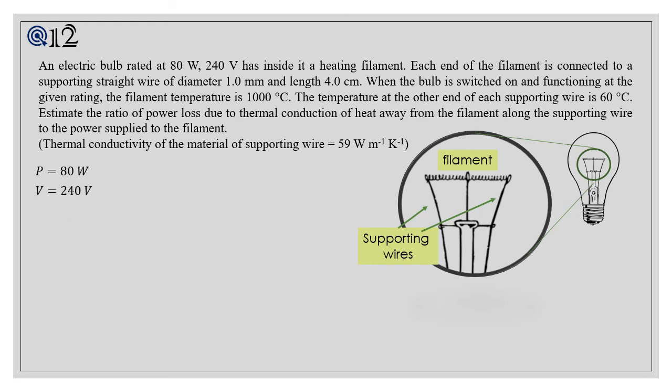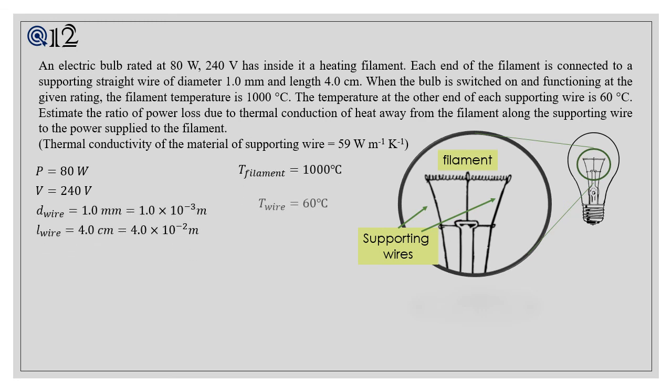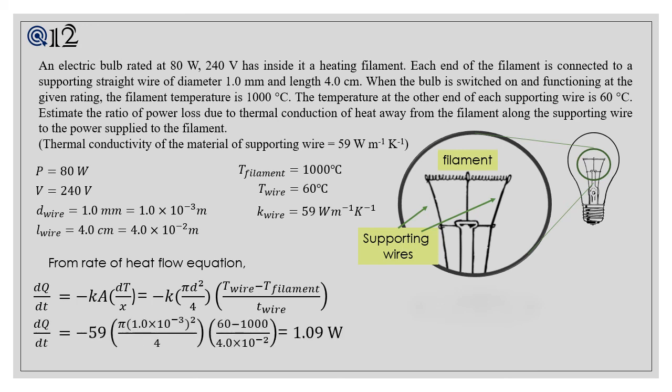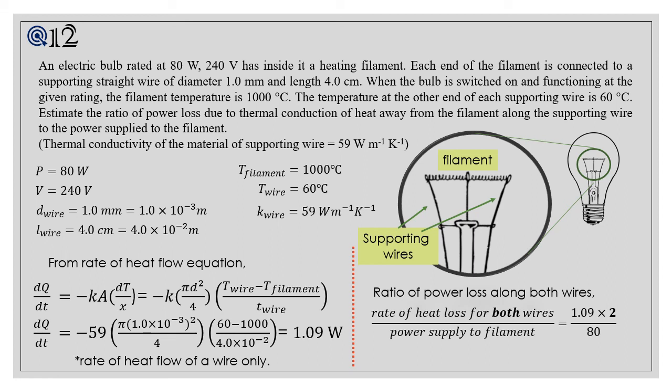So we extract the data. So from the rate of heat flow equation, we can get the rate of heat flow of a wire only, which is 1.09 watt. And the question asks for the ratio of power loss along both wires. That means it requires both of the wires. So the value of 1.09 watt is for a wire only.